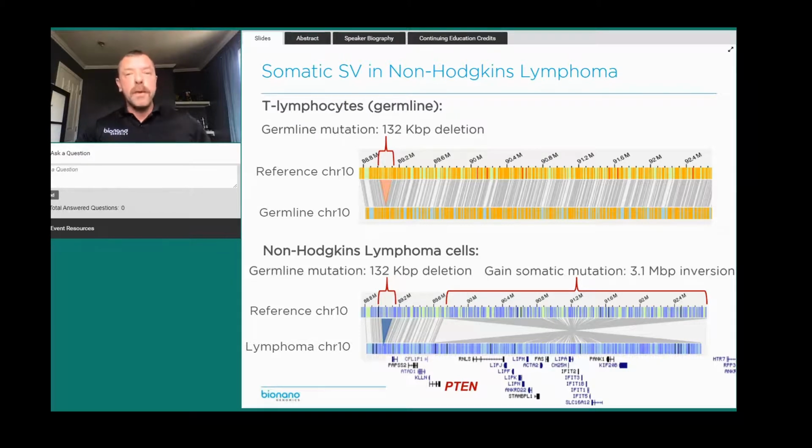This inversion was missed by NGS, and was not seen on a karyotype because it's just too small for that. But what's important here is that it cuts right through the gene PTEN, labeled in red at the bottom. PTEN is a known tumor suppressor gene, and when this gene is disrupted, it has a severe effect on the development of the tumor and also on the treatment, because there are dozens of trials going on for compounds that rescue PTEN mutations.